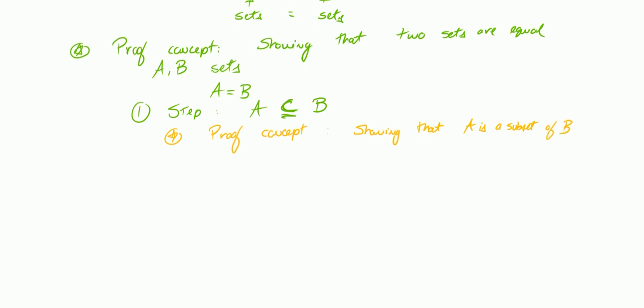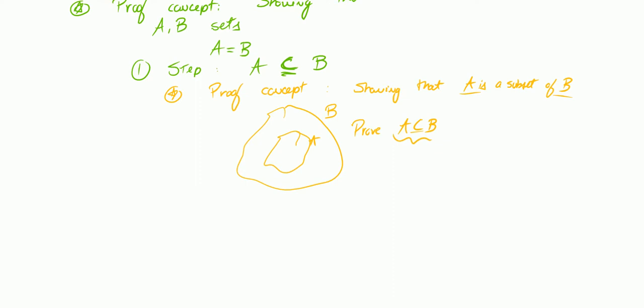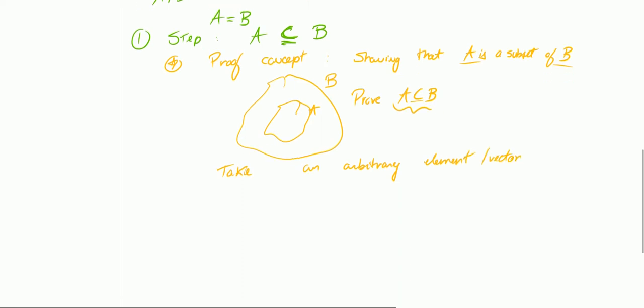Okay, so how do you show that A is a subset of B? So in other words, if this is my B, and this is my A, right? I want to show, well, you can see visually that A is a subset of B, but I want to prove that A is a subset of B, because this is what A being a subset of B means visually. But I want to show this with an actual formal proof. So the way to go with this is that you take an arbitrary element or vector in A.